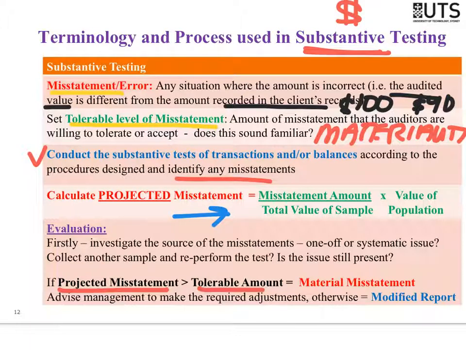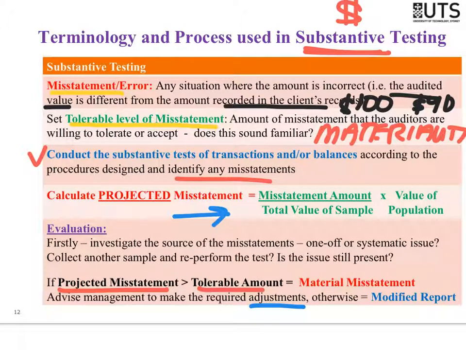Now, here's the final piece of the puzzle. Ladies and gentlemen, if it's a material misstatement, we tell them. We say, hey guys, we found an issue. It's significant. We need you to fix it. Now, we never use the term fix. The term that we use is you need to adjust. You need to make the corrections to the accounts that are impacted.